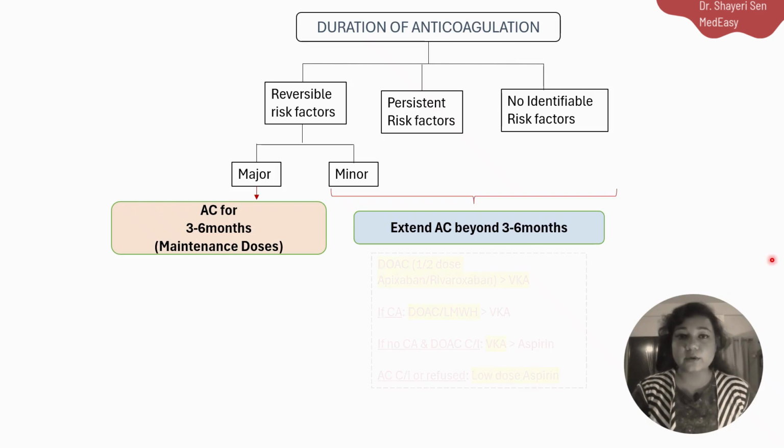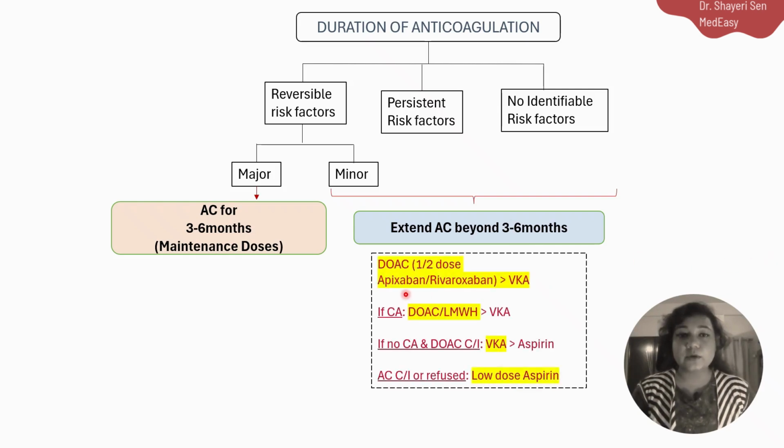And what are we going to give? We are going to give DOACs. So DOACs are the preferred choice. We are going to give half dose of apixaban or rivaroxaban. This is the preferred thing over VKAs. Now, what is the half dose? Half is half of the maintenance doses, right?